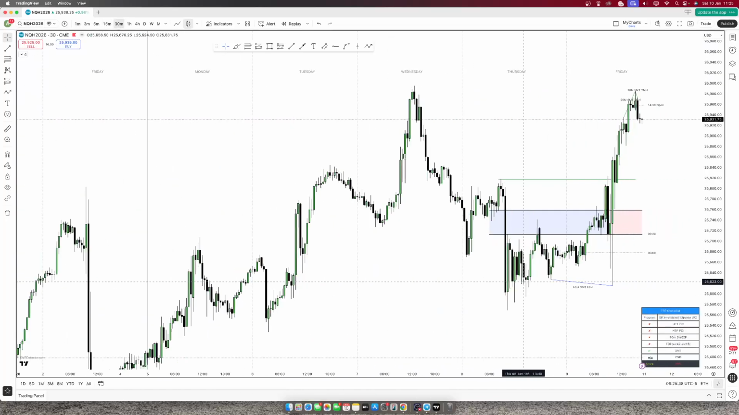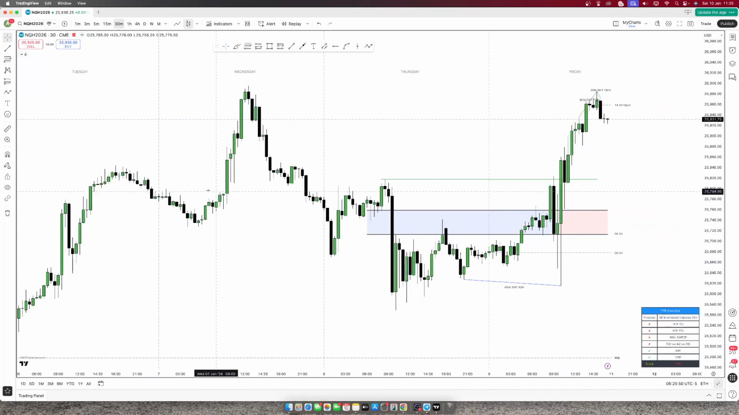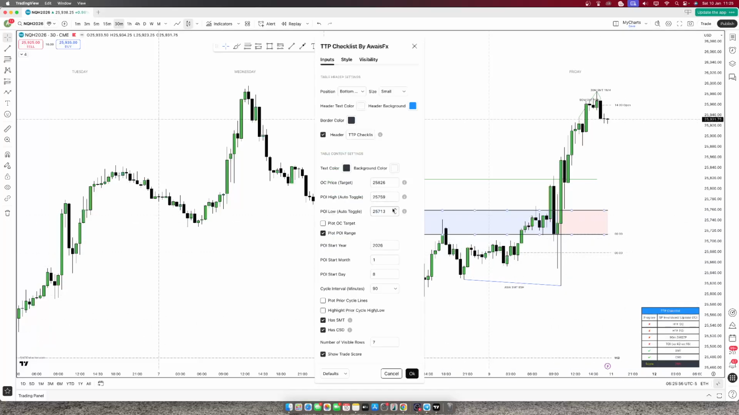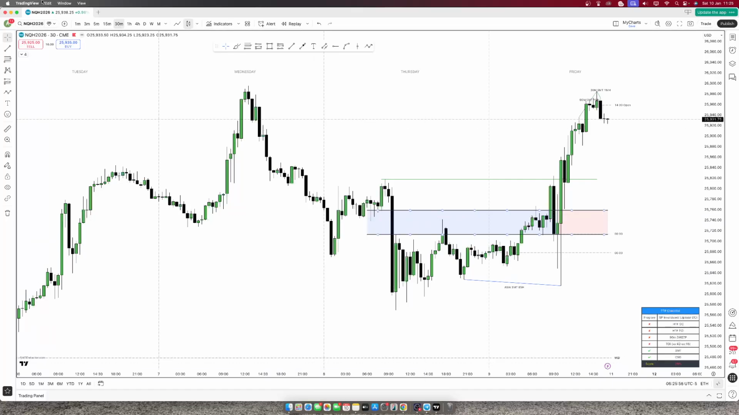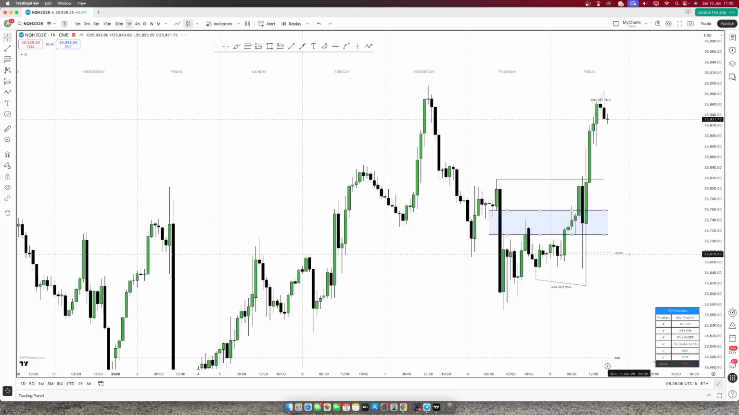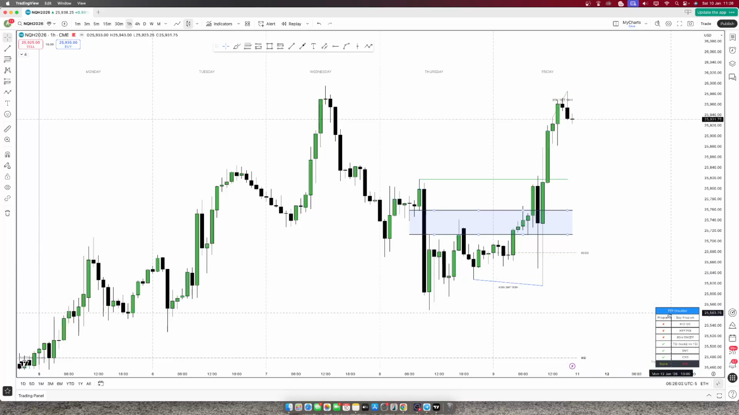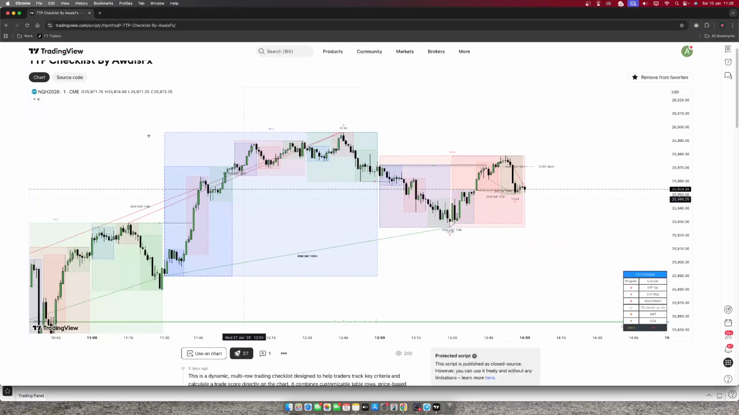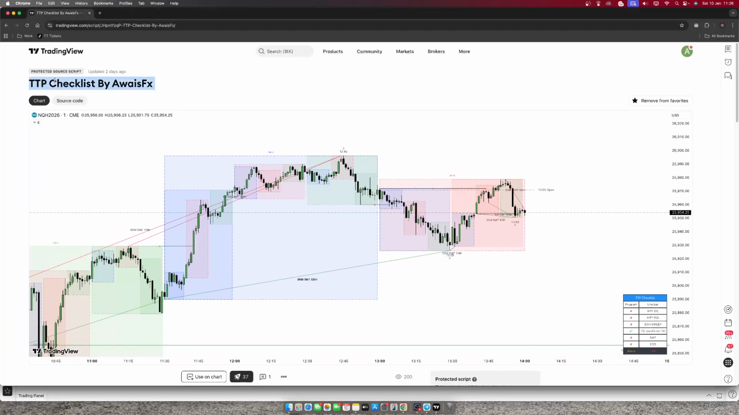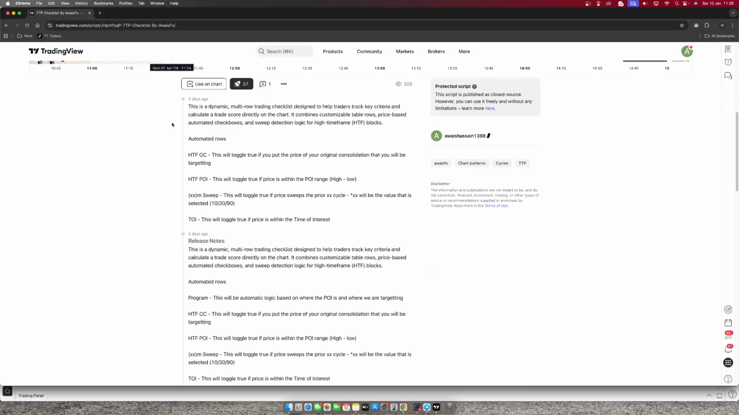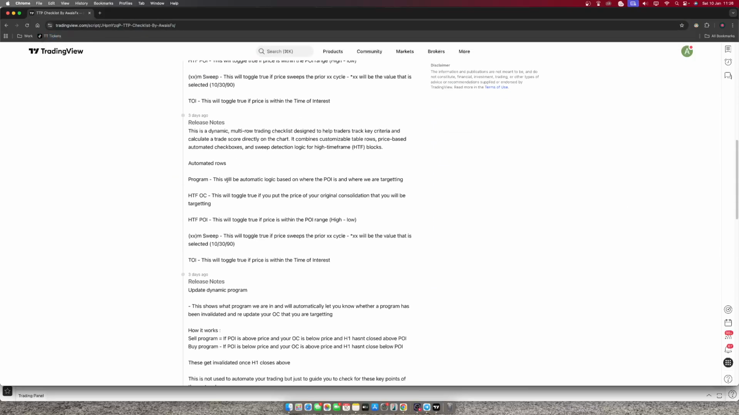But essentially, I will keep on upgrading it. What's going on here? This is because the high time frame OC was 86. Okay, no worries about that. That's a slight bug I need to fix. But this checklist will keep on getting improved, so you may see some updates here and there. All you need to do is on this main page where you have the TTP checklist, the link will be in the description. I will be putting release notes every time I release it.